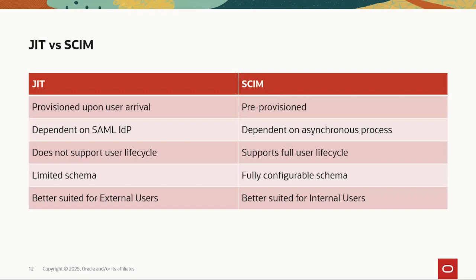But then when you want to have better control on the schema management and you would like to have full lifecycle management of the users, you would go with SCIM because SCIM is pre-provisioned. What happens in SCIM is your identity provider would send this information about the user even before the user tries to access the OCI console. It would be created and then the user would reside in OCI IAM as well before they actually go ahead and try to access the resources. So in a nutshell, for the internal users, SCIM would be the recommended approach. But for your external set of users, vendors, we would say just-in-time would be the recommended solution.